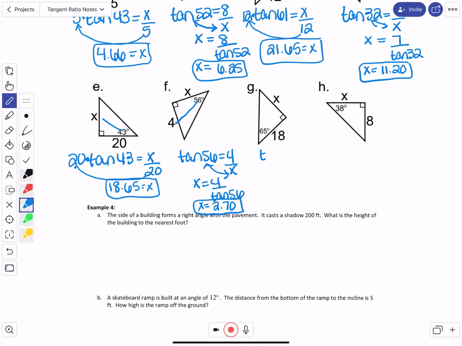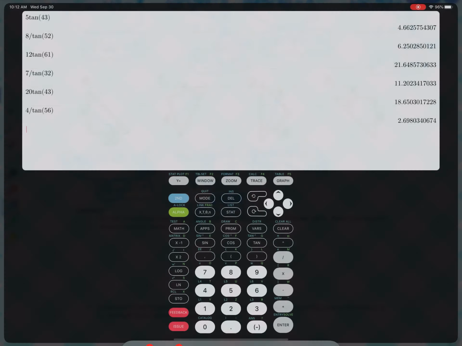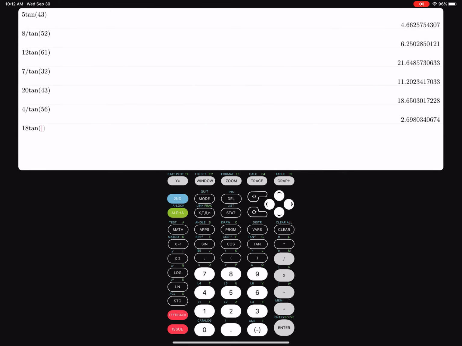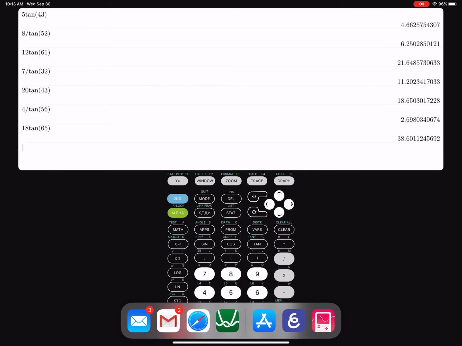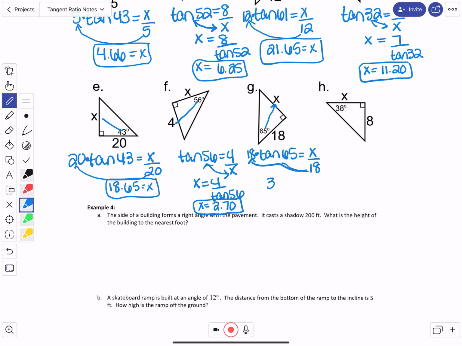Okay, on this one, tangent of 65. My opposite is x over 18. So 18 is going to go up and over. Oops, I was trying to switch, but I didn't need to. So I multiply by 18. 18 times tangent of 65 is 38.60. So 38.60 is my x.